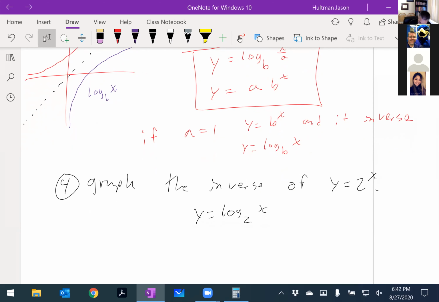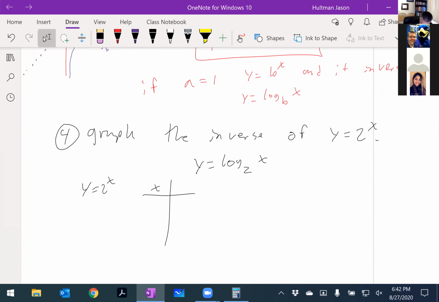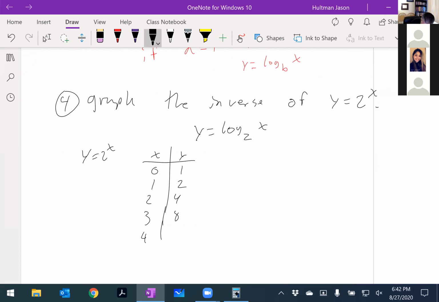So how am I going to graph that? If I look at the original function, y equals 2 to the x, we already did this. We'll just do the positives right now. When x is equal to 0, y was equal to 1. When x was 1, y is 2. 2 gives 4. 3 gives 8. 4 gives 16. 5 gives 32, and so on.